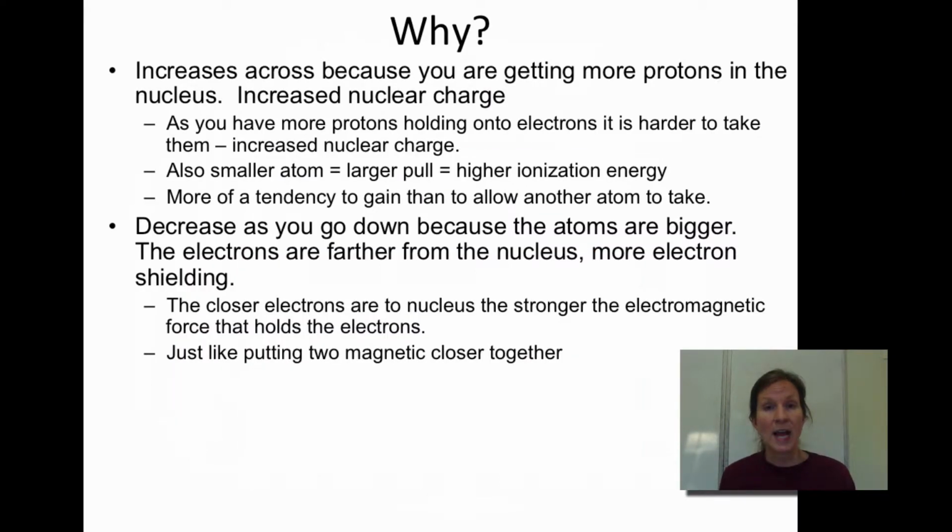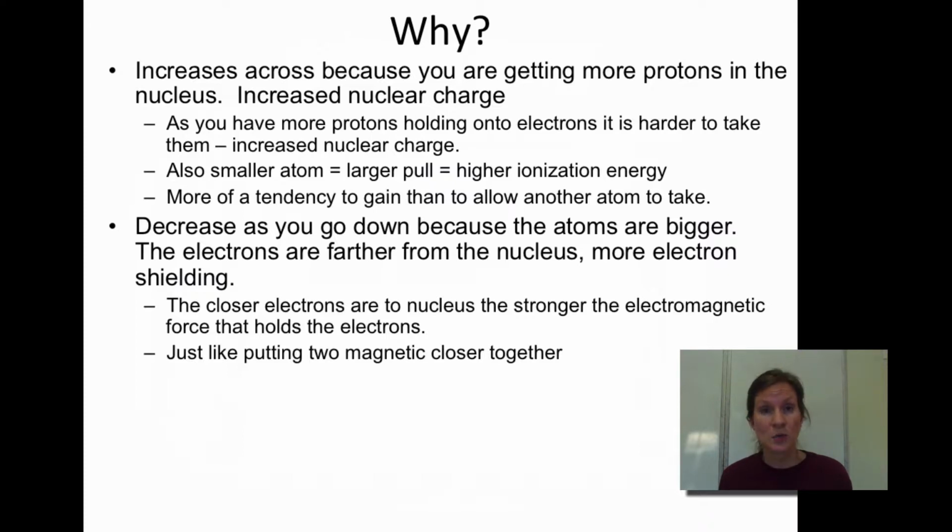The reason why it happens this way is across a table, so across a period, we have an increase in nuclear charge, which means we have more effective nuclear charge in the nucleus, which means it's pulling electrons stronger, which means we need more energy to remove an electron, which is what ionization energy is measuring. So as I move across a period, it becomes harder to remove an electron and there's a larger ionization energy.